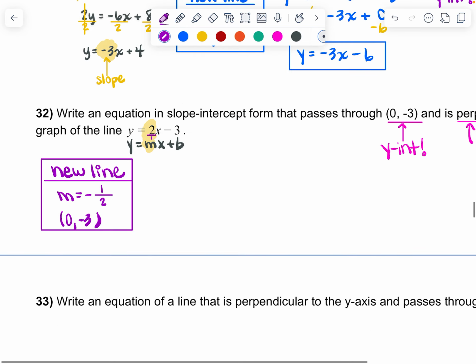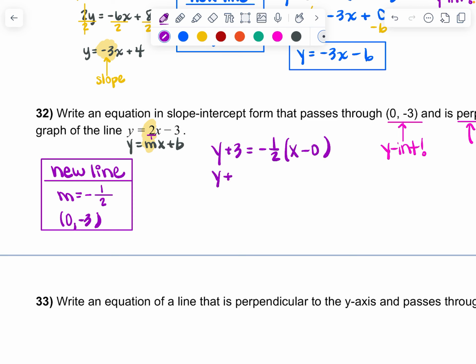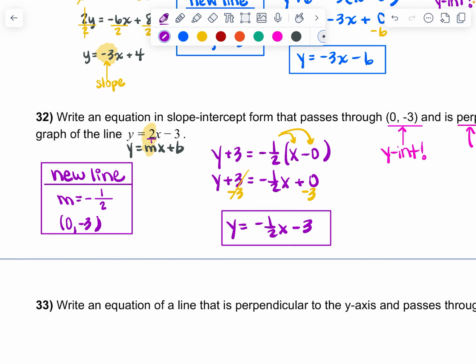So I have a point, I have a slope. You can totally do point slope form, or the quick way would be to recognize that they gave you the y-intercept, which is awesome. But I'm going to go ahead and do it the long way once again. So y plus 3 equals negative 1/2 x minus 0. Right. Y plus 3, I'm going to distribute, which is going to give me negative 1/2 x plus 0. And then, of course, we need to get that y by itself. So y equals negative 1/2 x minus 3.